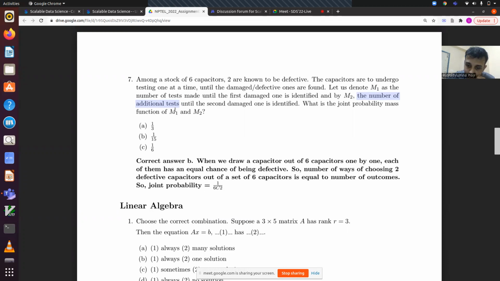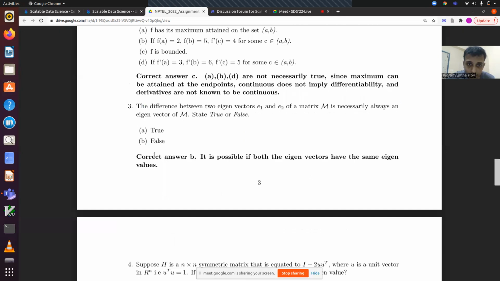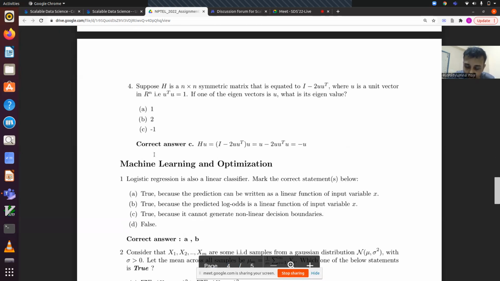Linear algebra, fourth question. Let's see if I'm able to answer this. Oh no, the solution is given. So H is an n cross n symmetric matrix equated to I minus 2u u transpose, where u is a unit vector in Rn, so u transpose u is 1. One of the eigenvalues is, and the eigenvector is u. Okay, fine. So what is the doubt?